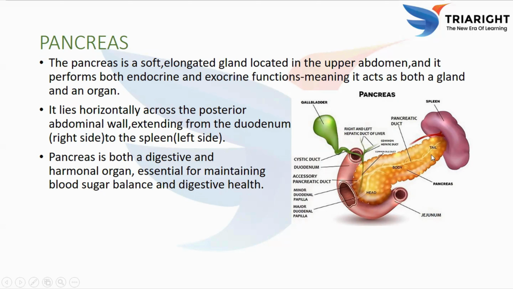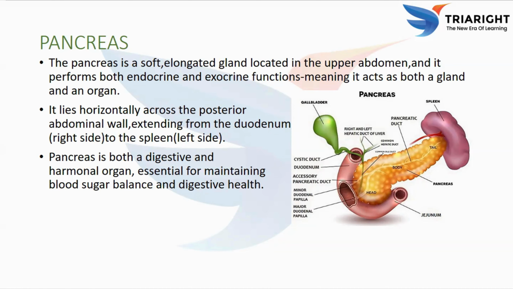The pancreas performs both endocrine and exocrine functions. Among all the endocrine glands, the pancreas is the only one which performs both endocrine and exocrine functions, because it acts as both a gland and also an organ. It plays a vital role in digestion, by secreting digestive enzymes into the small intestine, and it also helps in regulation of blood sugar levels by releasing hormones like insulin and glucagon. So the pancreas is both a digestive organ and also an endocrine gland.